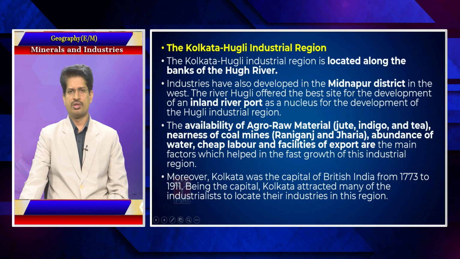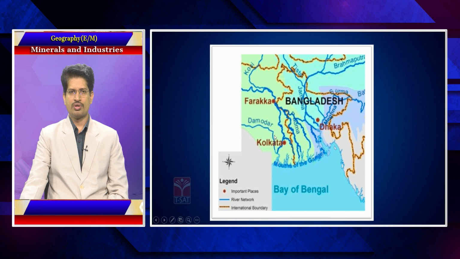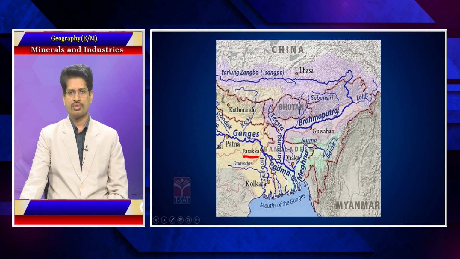Industries have also developed in the Midnapur district in the west. The river Hooghly offered the best site for the development of an inland river port as a nucleus for the development of a Hooghly industrial region. So, we are talking about these distributary. So, you can see Hooghly here. Hooghly is a distributary of Ganges.